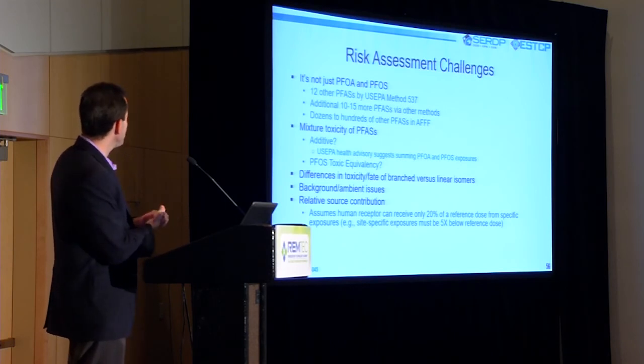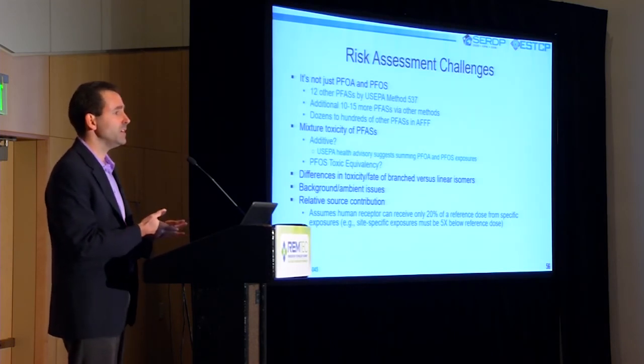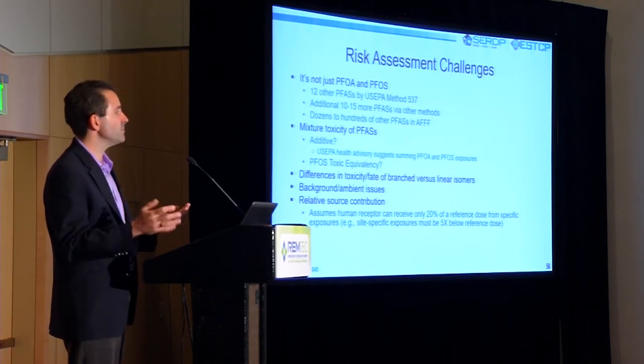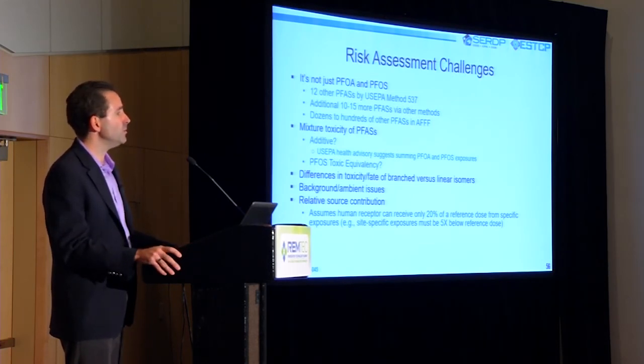There are also some potential differences in the toxicity and fate of the branched and linear isomers. Again, is that a big deal or not? Is that something we're going to have to dig into? That's, again, an uncertainty right now. Managing risks in terms of background and ambient conditions. That gets into relative source contribution.